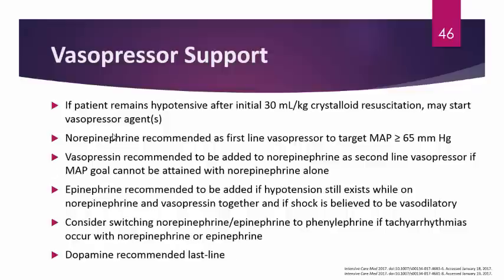Now, if these three potentially don't work, or say you have a patient who has some kind of tachyarrhythmia on norepinephrine or epinephrine, because these agents work on beta receptors and can potentially stem arrhythmias because they act on beta receptors on the heart, then you can potentially switch either or both of those agents to phenylephrine, which has none of the beta effect. And dopamine is typically recommended last line as a vasopressor in sepsis.